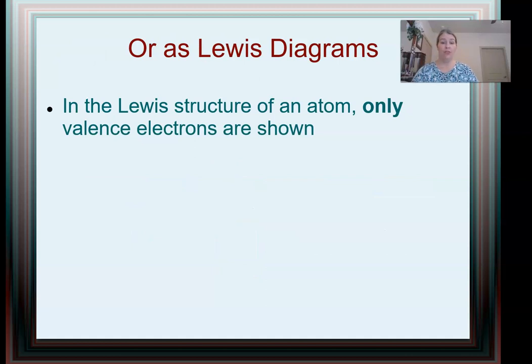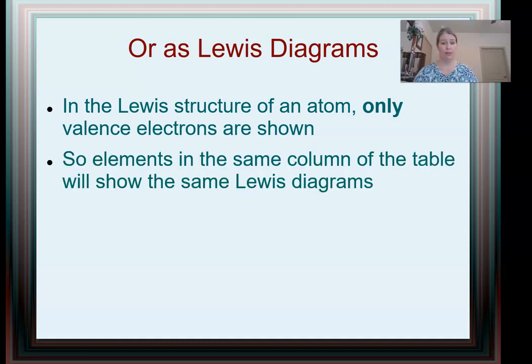In the Lewis dot structure of an atom, you only show the valence electrons. And that means that all elements in the same column of the table are going to have the same Lewis diagram. So if I grab my periodic table, I could look for, say, oxygen. And if I want to find the number of valence electrons in oxygen, I'm going to start over here and count across. 1, 2, 3, 4, 5, 6. So there's 6 valence electrons in oxygen.